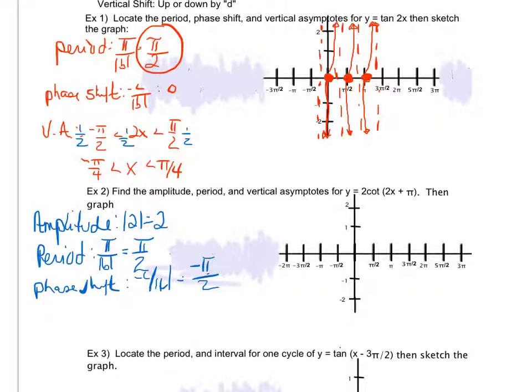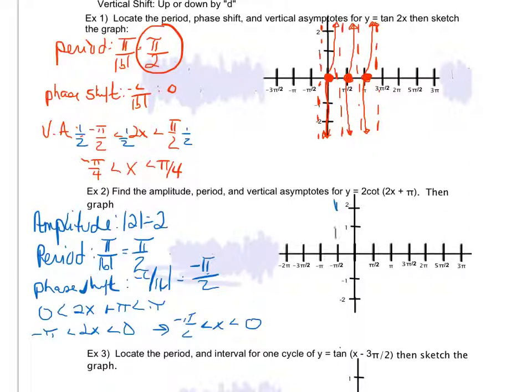And then from here, I need to solve that interval. Remember, the interval now is cotangent, not tangent. So instead of going between negative pi over 2 and pi over 2, I'm going to solve between 0 and pi. So the first thing I'm going to do is subtract pi from each side, giving me negative pi is less than 2x is less than 0. I'll divide by 2, giving me vertical asymptotes at negative pi over 2 is less than x is less than 0 divided by 2, which is still 0. So my asymptotes are going to be at negative pi over 2 and 0.